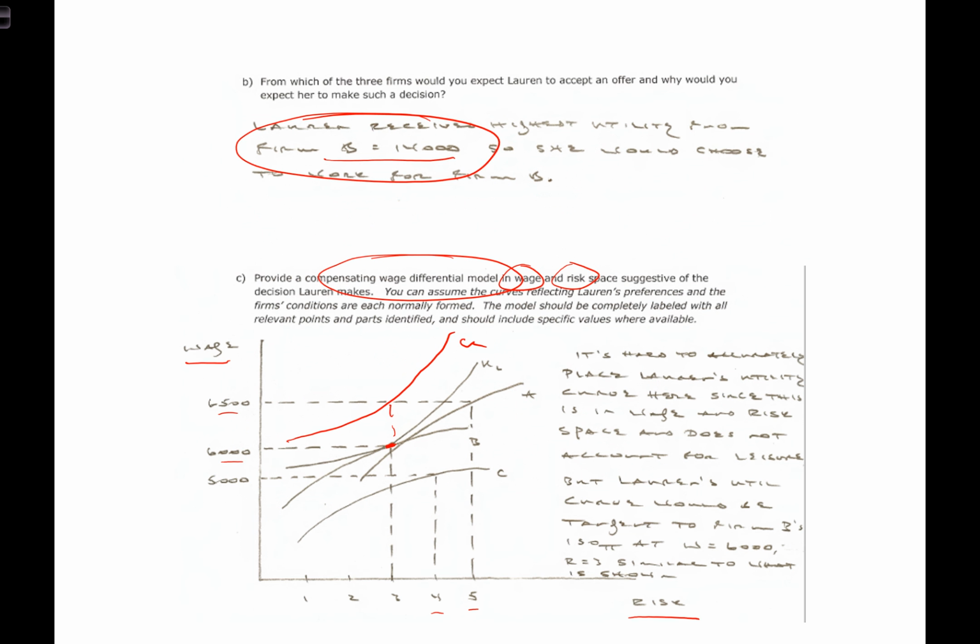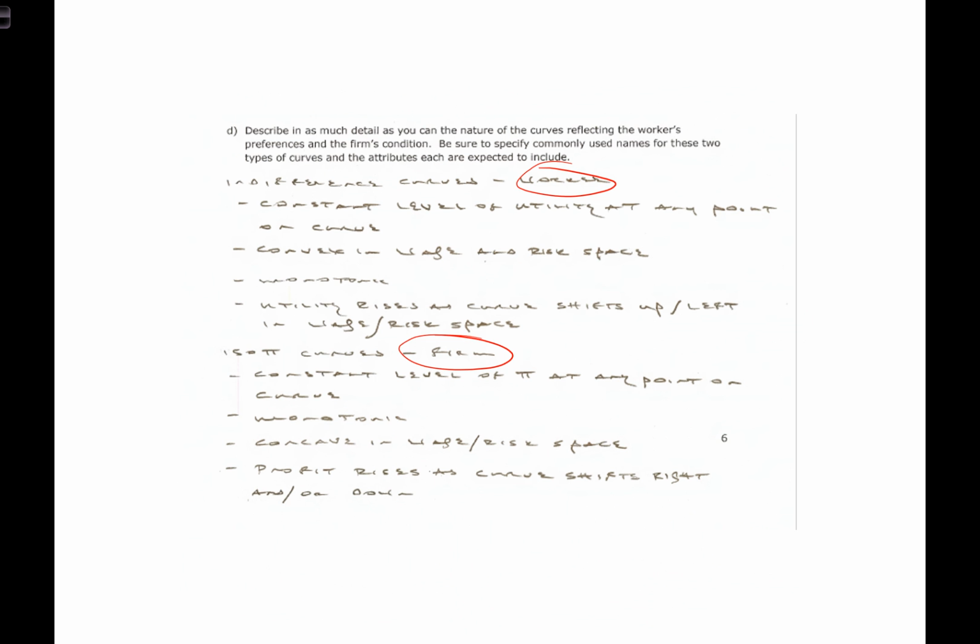Again, it's monotonic. Once the curve starts, it continues on in the same general direction. In wage and risk space, it's concave, so it looks more like the mouth of a cave than it does anything else. If this was wage and benefit space, it would have been convex. And then as profit rises, the curve shifts right or downward.